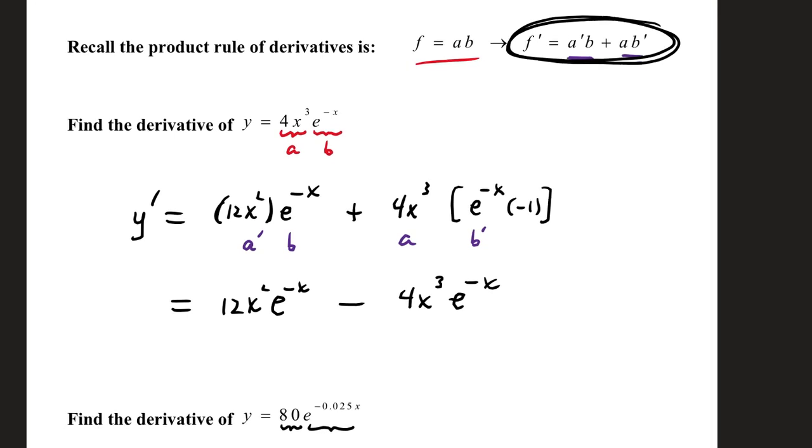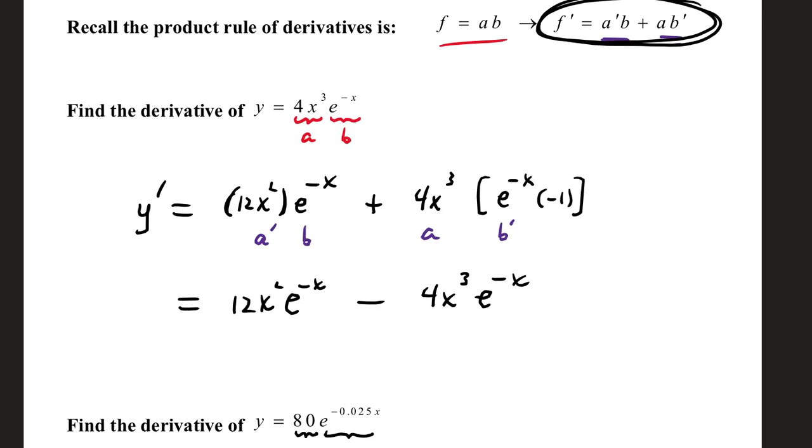Recall that your product rule allows you to take the derivative of two types of terms that are different from one another. For example, in this one we have 4x cubed times e to the negative x. Well, this part underlined with an a is an algebraic term, and the part underlined with b is exponential. If you have two terms multiplied together, then you can find the first derivative of your function by expanding that. It's the derivative of the first term times the second term left alone, plus the first term left alone times the derivative of the second term.